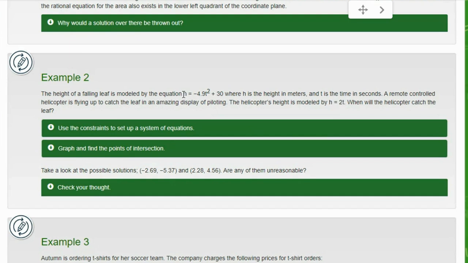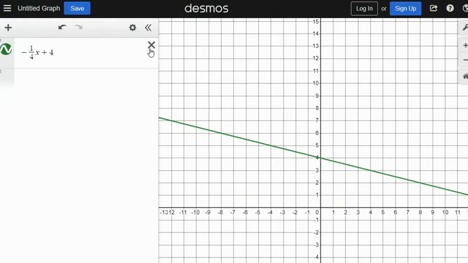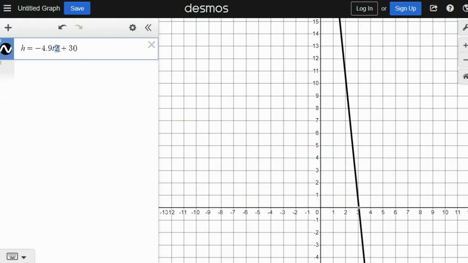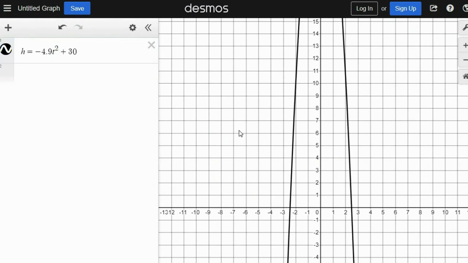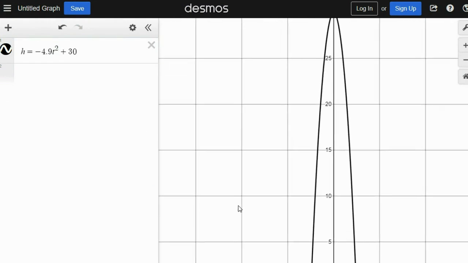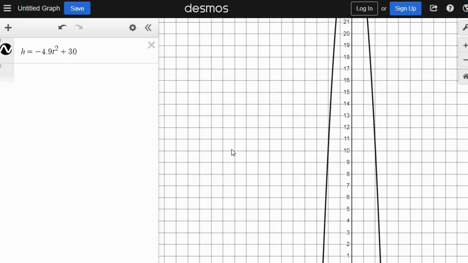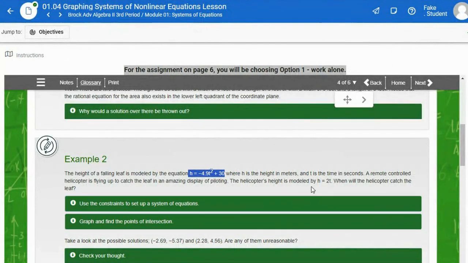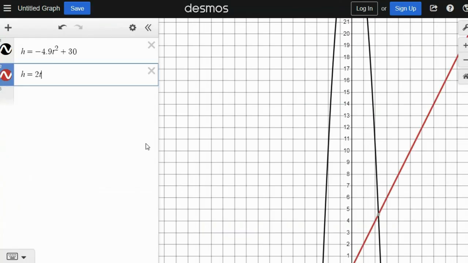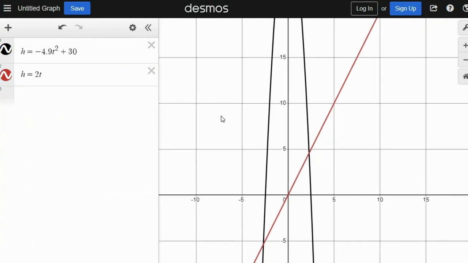Can you graph these? You're like, wait a minute, I've got H's and T's. What happens if I put that into Desmos? It'll take H's and T's. Look at that, it's happy with that. You can change them to X's and Y's if you want. And then the other one is H equals 2T, so let's put that equation in there. There it is. And it says, when will the helicopter catch the leaf? At 2.278 seconds. And this will be the height that the leaf is at, 4.55.